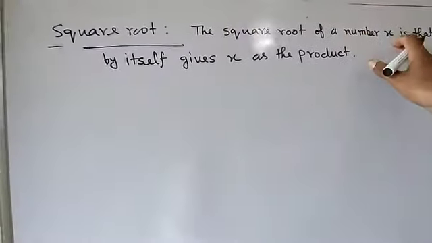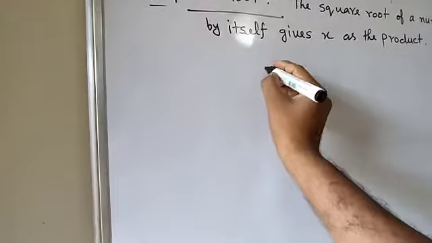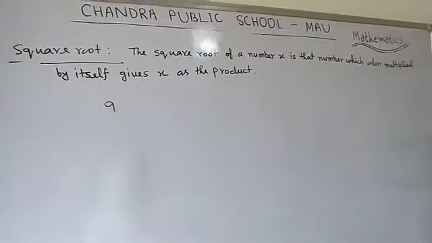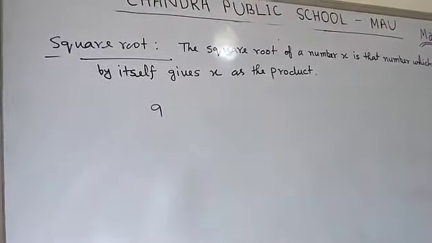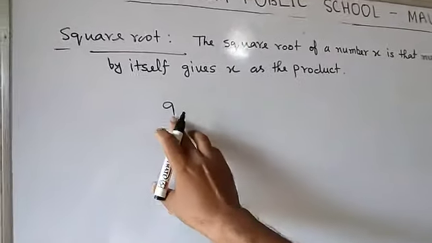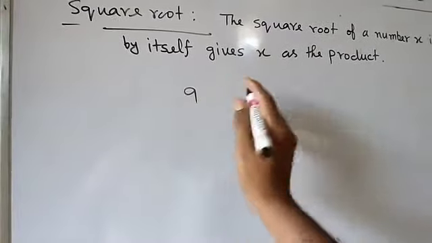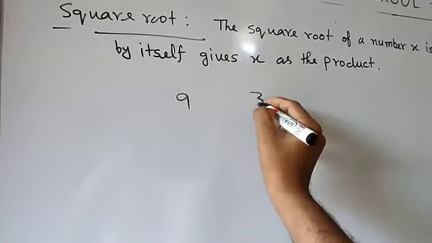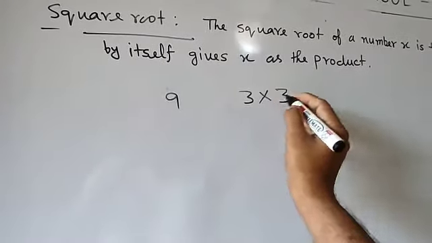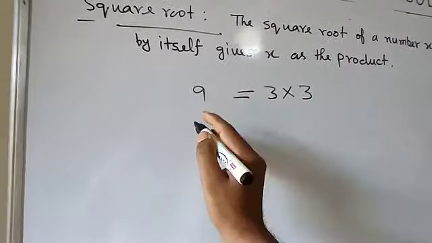The square root of a number x is the general number. Suppose I take any number, suppose 9. The square root of 9 is that number which when multiplied by itself gives 9 as the product. For example, 3 multiplied by 3 gives 9. So the square root of 9 is 3.